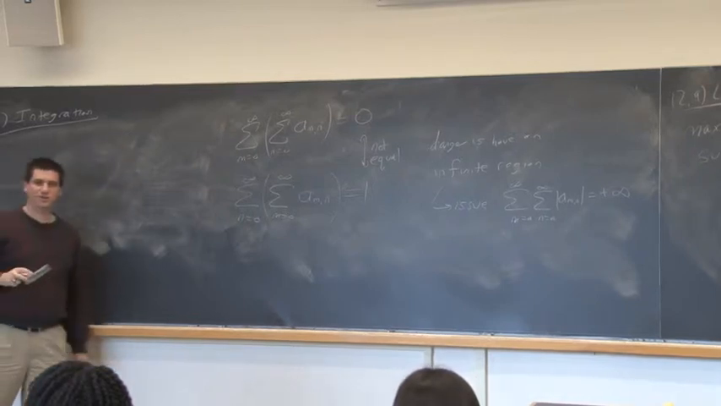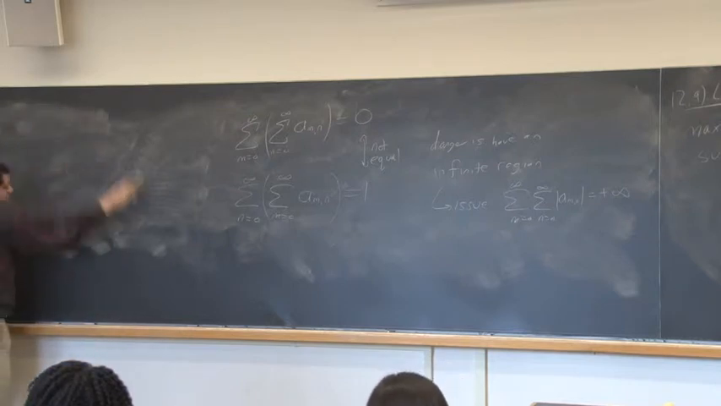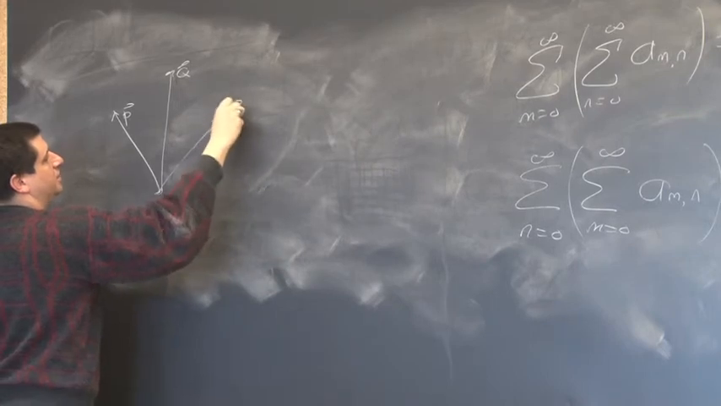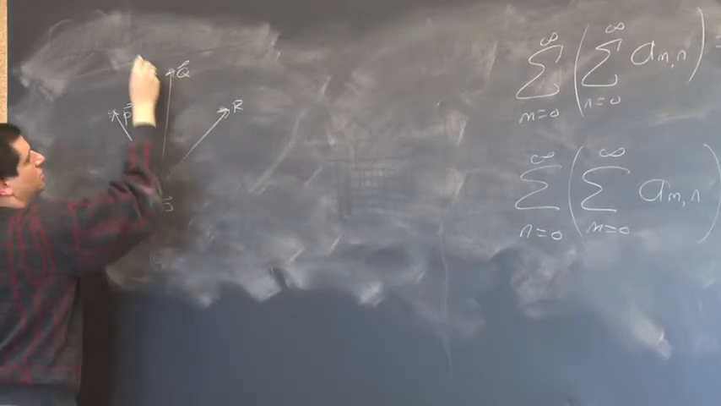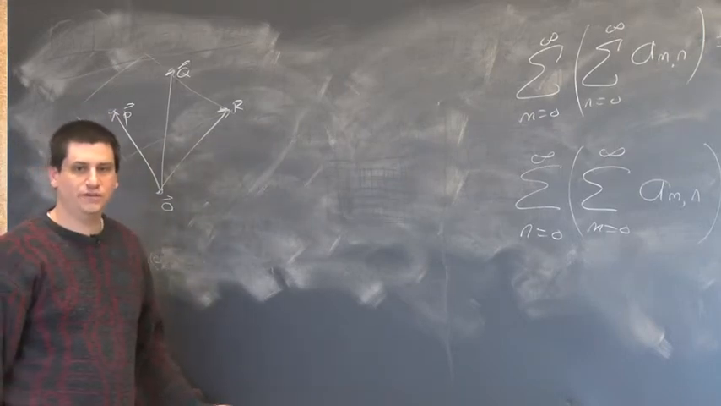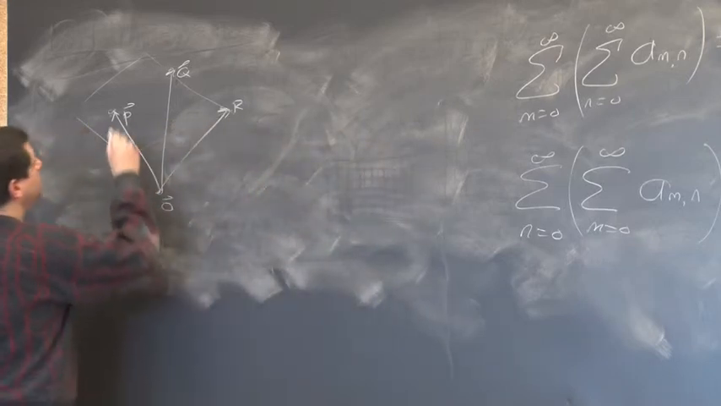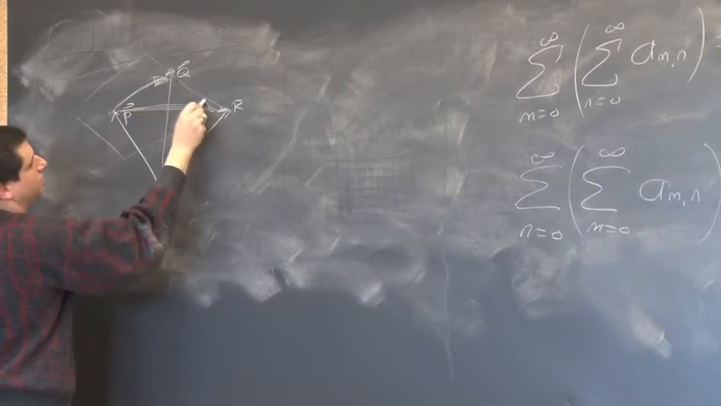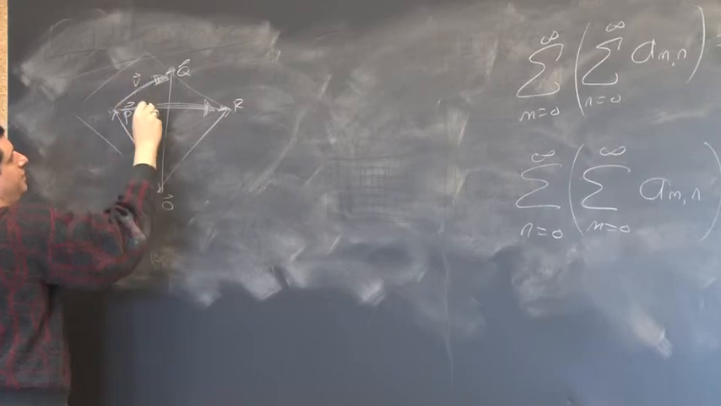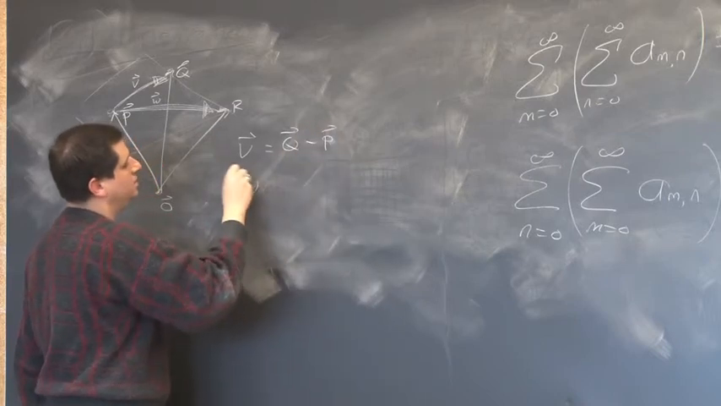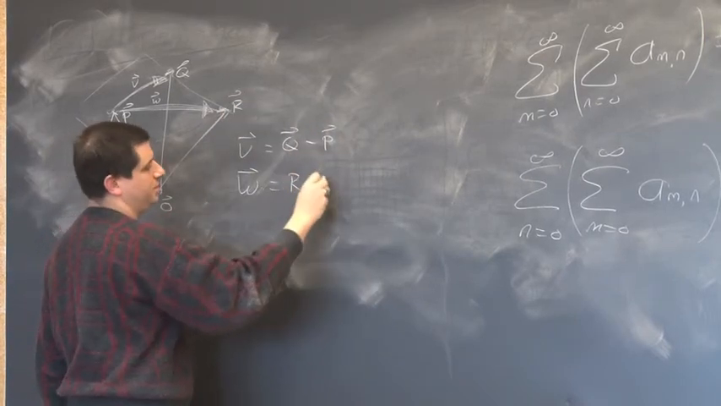Instead of P, S, and R, can I do P, Q, and R? Yeah. Okay. So here's my base point. Here's the origin. Here's P. Here's Q. And here's R. I want to try to figure out what plane goes through all of them. There are several ways to do this. Probably the easiest is, I can find this direction and I can find this direction. I'll call that V and I'll call that W. So V would be Q minus P, and W would be R minus P.